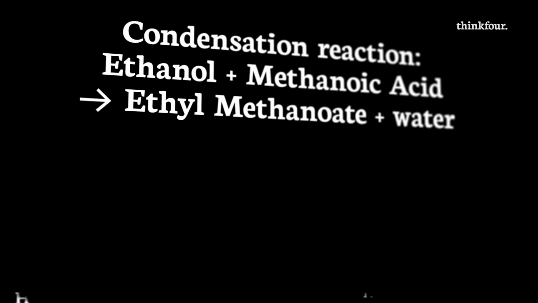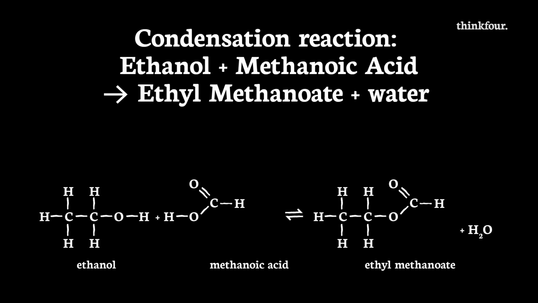So if you use methanoic acid, the second part of the ester will be methanoate. The complete name for an ester made out of ethanol and methanoic acid will then be ethyl methanoate.